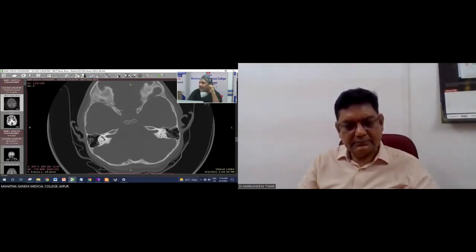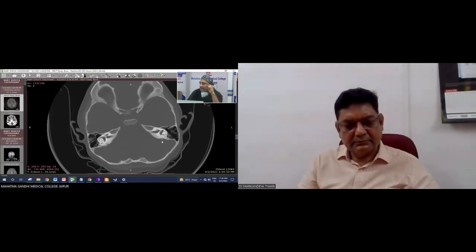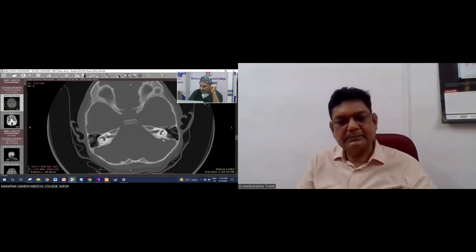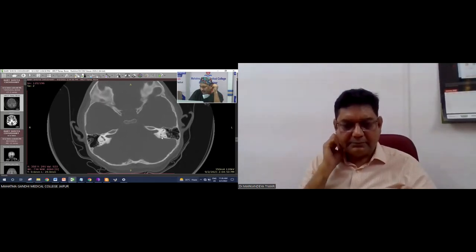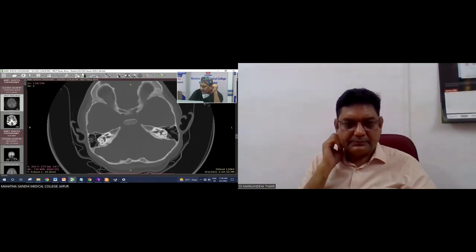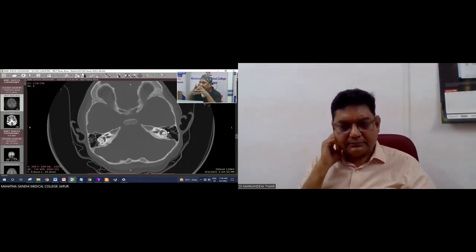We need to see very carefully in all our CI patients if there is any enlargement of the vestibular aqueduct, which is common in Mondini malformation, wherein there is an incomplete partition type 2 of the cochlea and vestibular aqueduct enlargement. Vestibular enlargement is seen in IP1 as well.